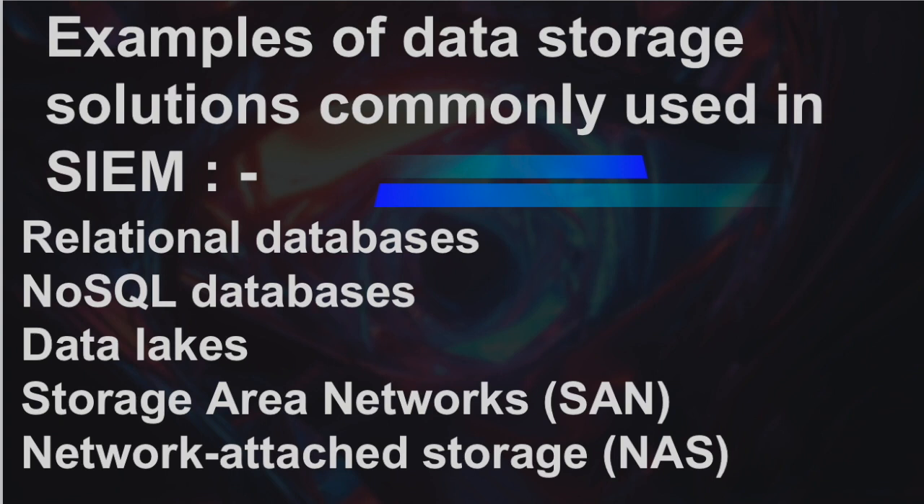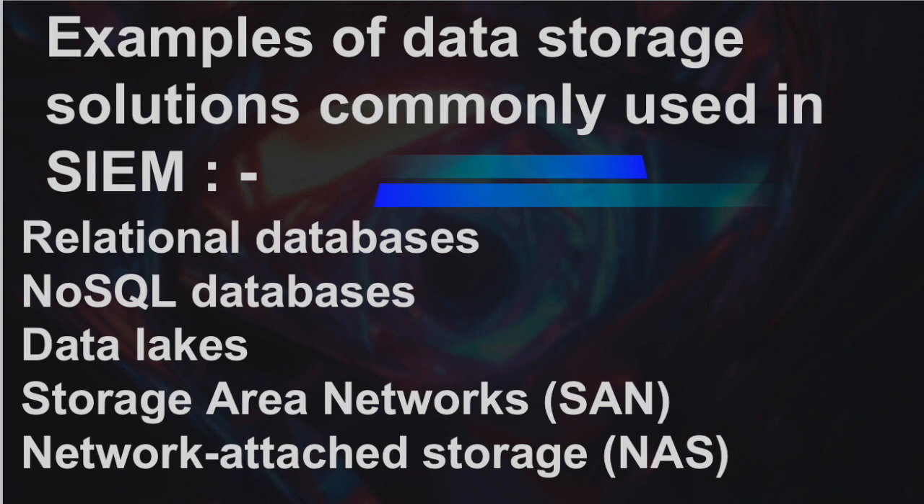The fifth example is network attached storage, also known as NAS. NAS devices are networked storage devices that provide file level access to stored data. They are commonly used to store log files, system backups, and other types of data collected by SIEM agents.